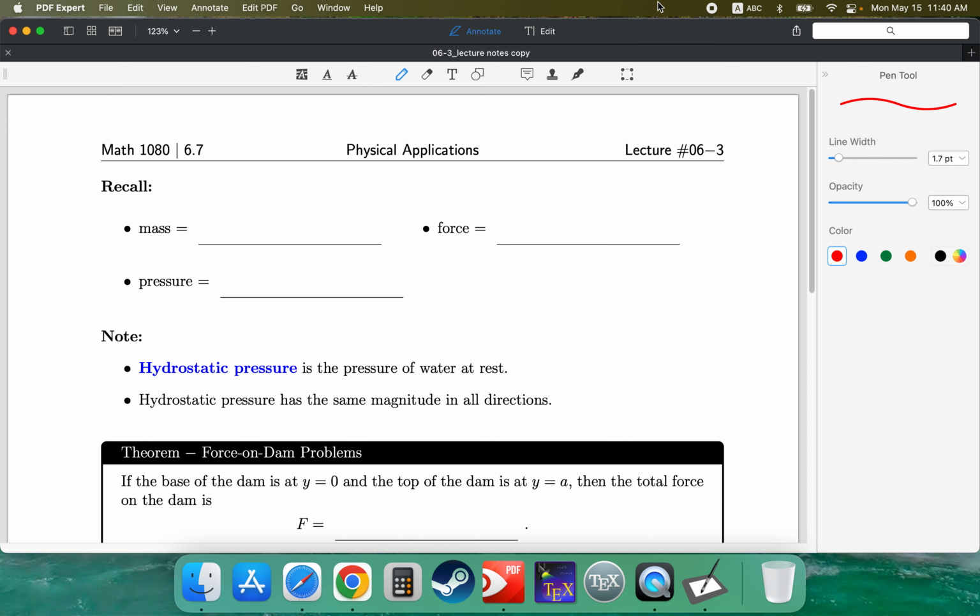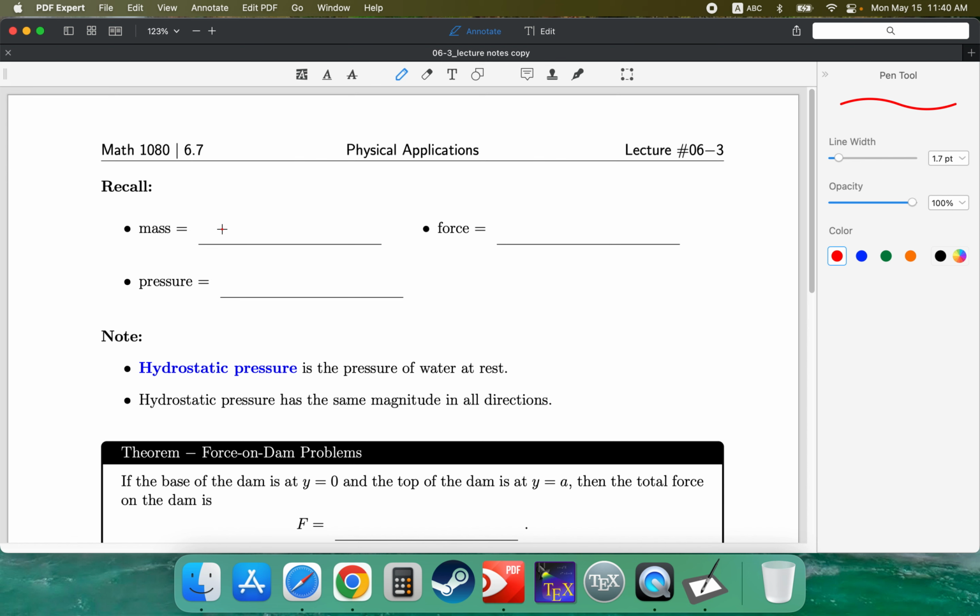Hello everyone. Today we want to talk about 6.7 Physical Applications Part 3. And in particular, we want to talk about hydrostatic pressure. So let's make some quick review.